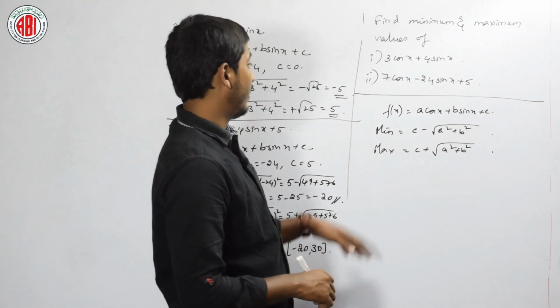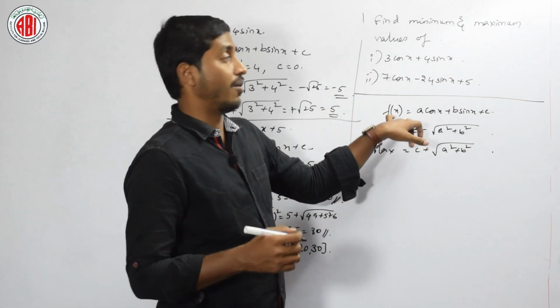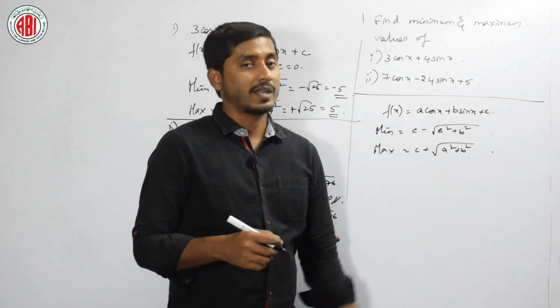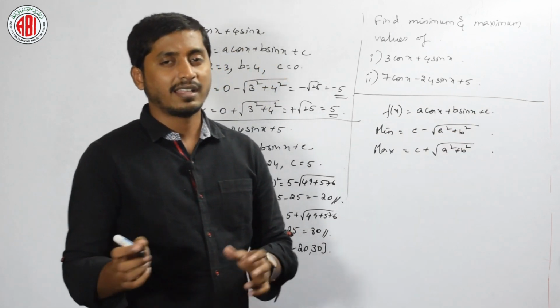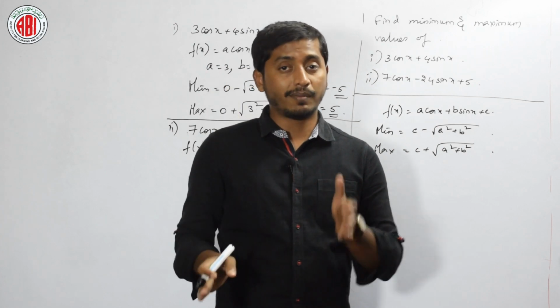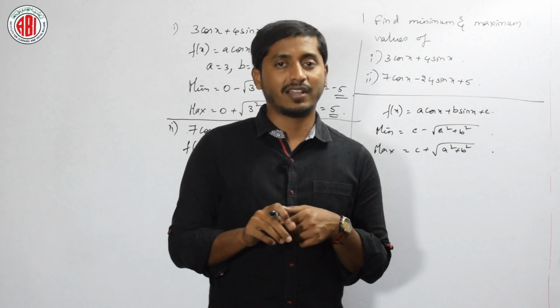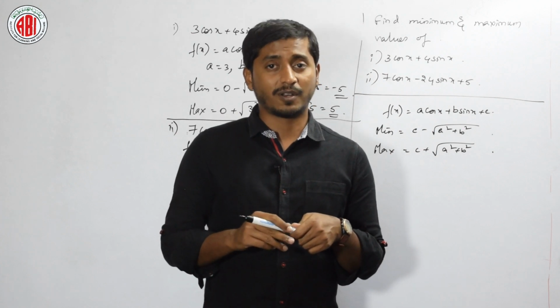Okay. What did we see here? The minimum and maximum values of a given function, which is in the form of a cos x plus b sin x plus c, right. What is the range? That is, the function will fluctuate between the minimum and the maximum value. Okay, that is how we find the range of a given function. Okay, let us move on to the next problem.